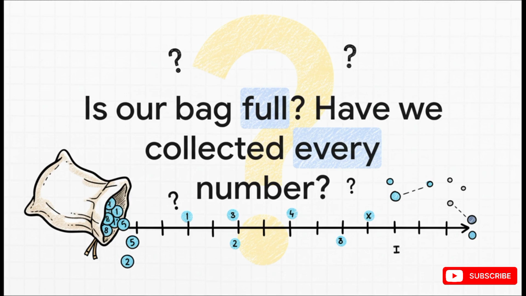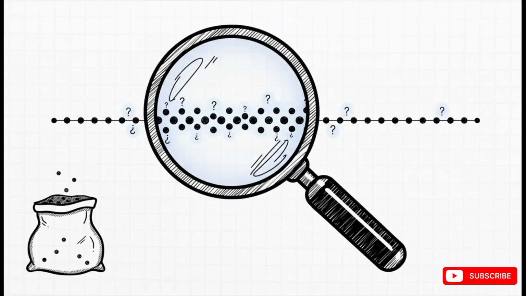I mean, it sure feels like it should be, right? We have fractions of fractions of fractions. There can't possibly be any space left. The answer is a pretty shocking no. It turns out that even after you've collected every single possible fraction, the number line is still absolutely riddled with an infinite number of tiny invisible gaps. Our bag is nowhere near full.